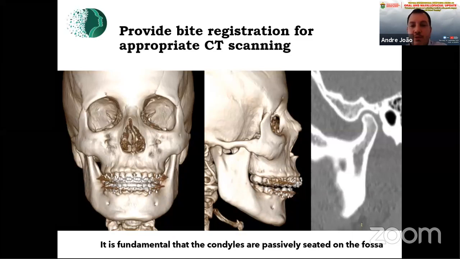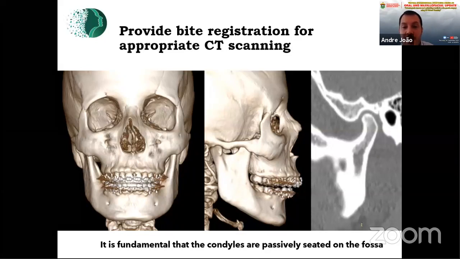The problem is, usually when you send these patients to the imaging centers, to avoid intercuspation, to see all the teeth, they ask the patient to bite with the mandible forward, like this. But when you do this, you put the mandible forward, you change the position of the condyle. So the condyle usually assumes an anterior position, and you're going to plan and do all the surgical movements with this condyle out of position.